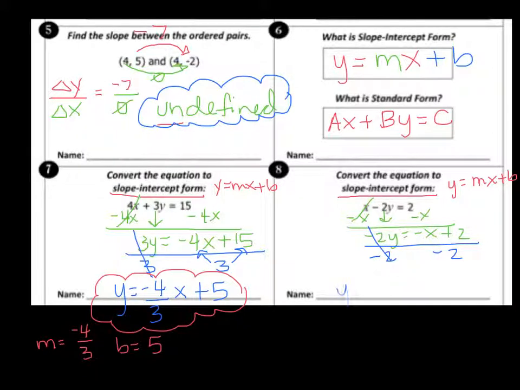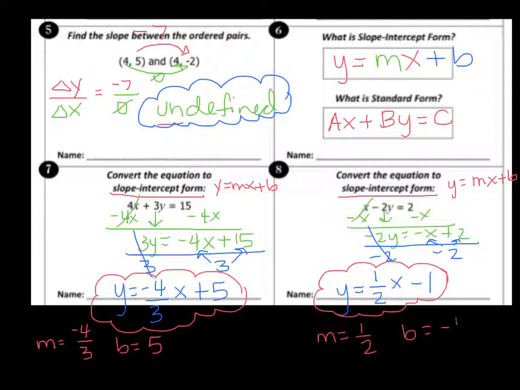Those cancel. Now remember, here, when I divide a negative by a -2, it's going to be positive half x. And when I divide a positive 2 by a -2, I'm going to get -1. Okay? So in slope-intercept form, that would be y equals half x minus 1. If they asked you, your slope would be half, your y-intercept would be -1.